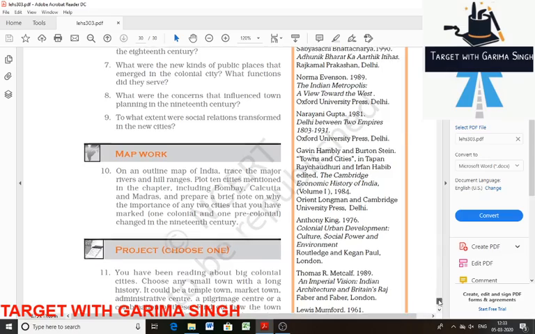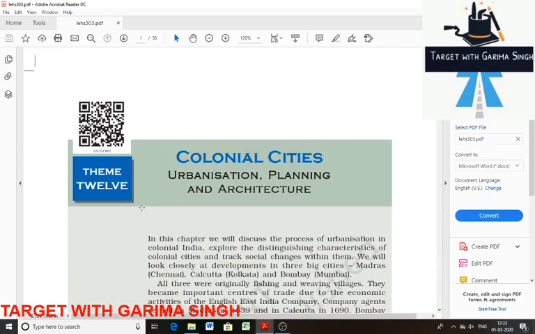So we are actually done with this chapter, colonial cities. Here we discussed the architectural styles during the colonial period. That's about this chapter. In the next chapter, we will discuss the next theme.